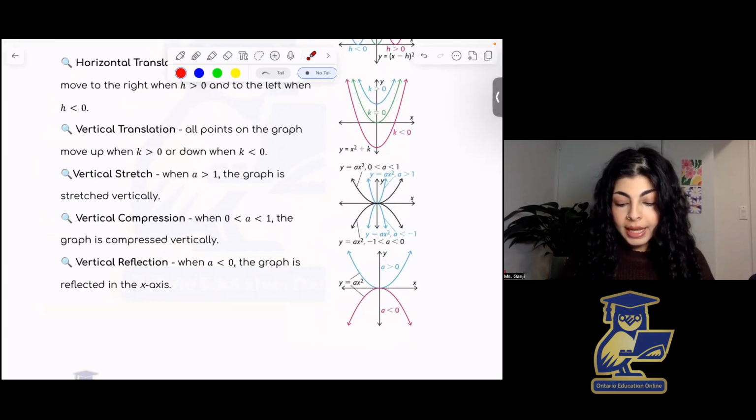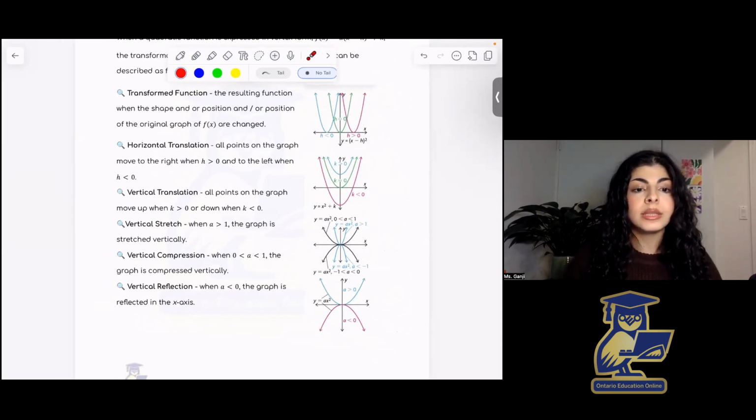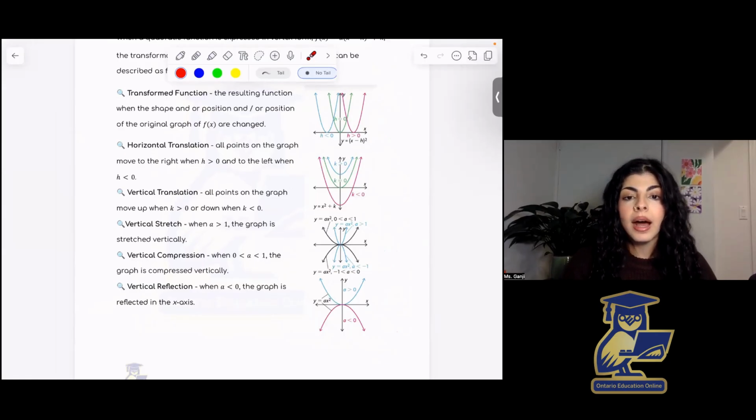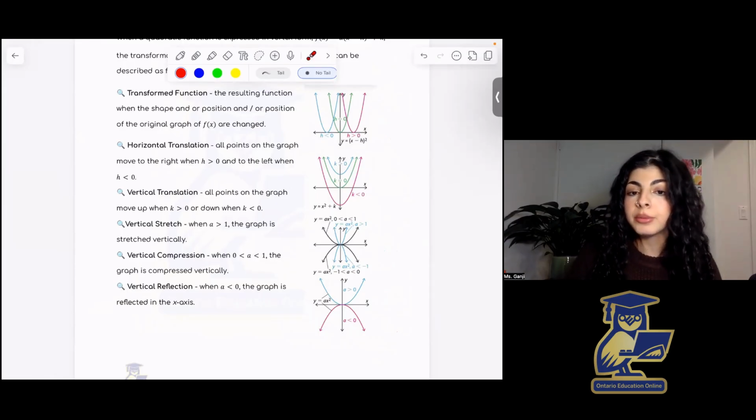And so again, all these visuals as well as the definitions are really helpful when considering all the transformations, not just to the quadratic, but it can help you for other functions as well, but this one specifically, especially the diagrams, really help you for the quadratic functions.